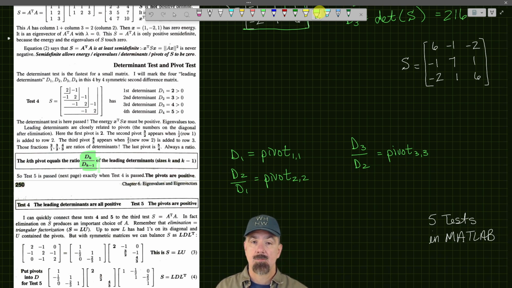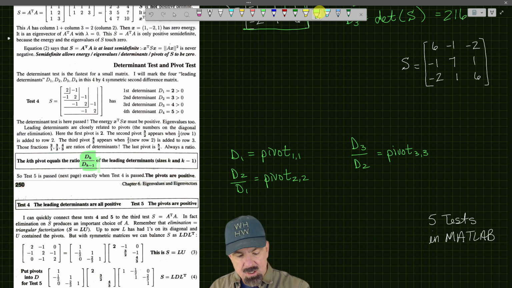Because the D's are positive, obviously the pivots are positive, and vice versa. If we do LU decomposition and we see that all of the pivots are positive, then we know we have a positive definite matrix, again, as long as it was symmetric to start with. So those are the tests.